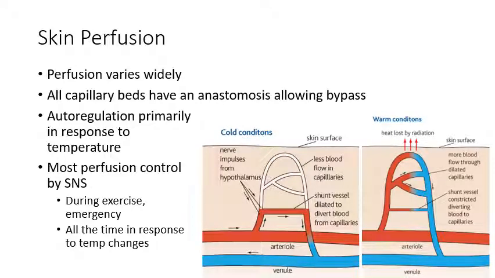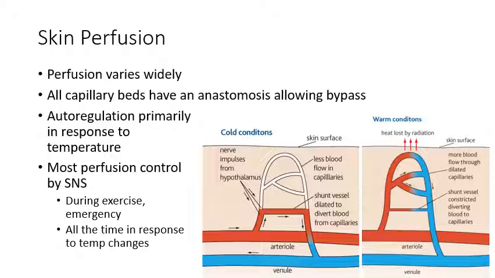Finally, the skin is the last organ that has a really unusual perfusion. The perfusion in the skin varies from almost none or basically none to quite a lot, mostly in response to temperature. Every capillary bed in the skin also has a special anastomosis that allows it to be bypassed entirely, which of course would reduce perfusion dramatically. You have most of the control of perfusion in the skin being done by the sympathetic nervous system, and after that, autoregulation has a noticeable effect.